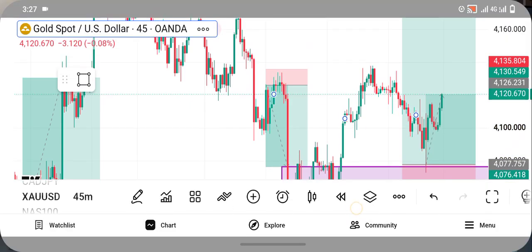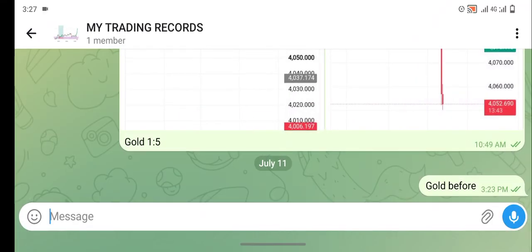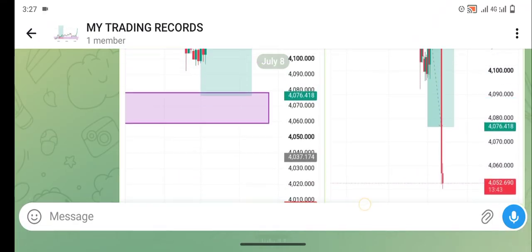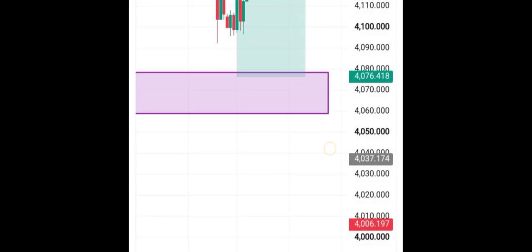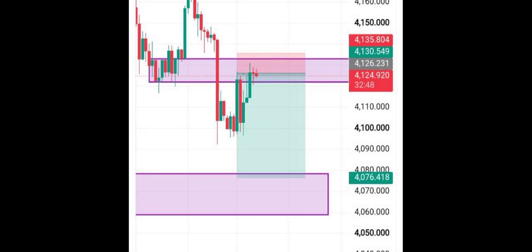So this is a trade here. This is a trade here. Alright, so this is a good trade here. As you can see, this is a good trade here.